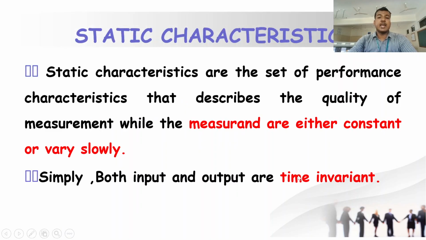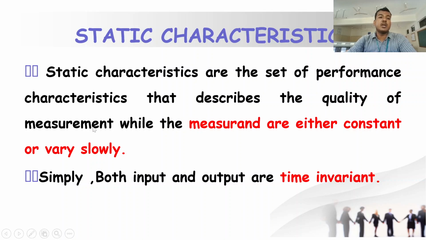The static characteristics are a set of performance characteristics that describe the quality of measurement while the measurements are either constant or vary slowly. The measurement represents the thing which is going to get measured, and that is generally called the measurand. For example, if we are going to measure the height of a person, then the person is the measurand and he should be in a constant position. If he is moving from one place to another, we could not measure it properly.